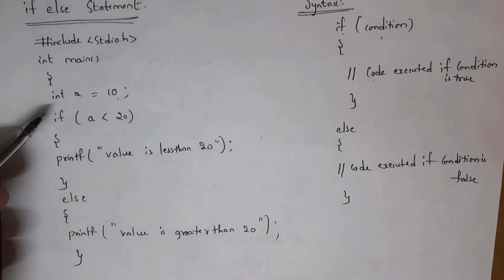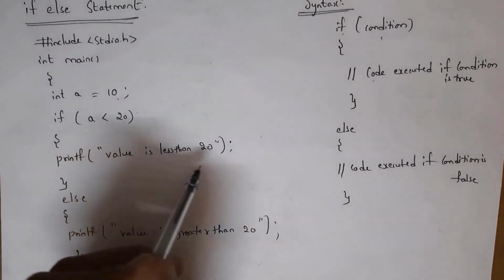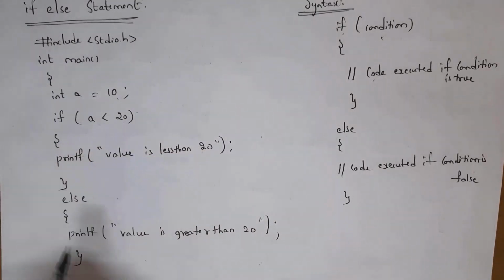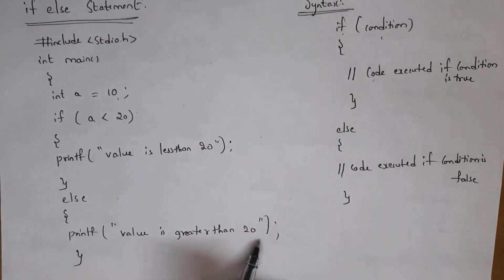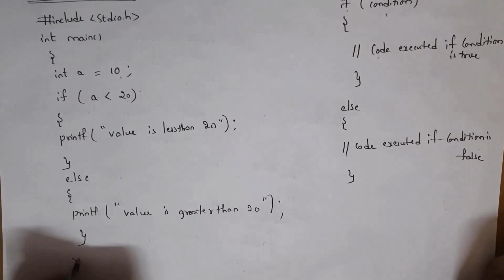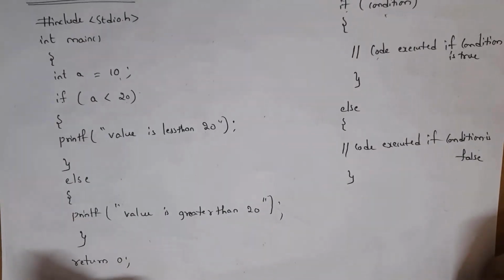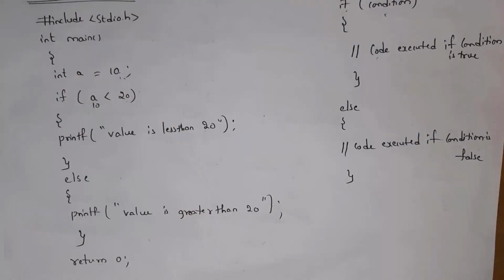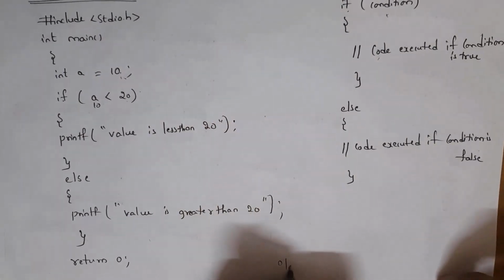If the condition is true, then the if statement will be executed. Or if the condition is false, then whatever statement is present inside else will be executed. So I am using int main here. So at last you need to write return 0 and close the main function. Here I gave the value of a as 10. 10 is less than 20. This condition is true. So I will get the output value is less than 20.